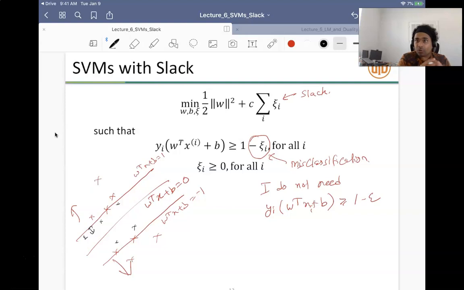But I don't want arbitrary epsilon. Epsilon is the misclassification, so I don't want an arbitrary amount of it. I want to penalize misclassification, and that's exactly what I'm doing here. By adding this term, the sum over i of epsilon i, I'm controlling that I don't want too much misclassification, though I'm okay with some. Now I have three sets of variables: w, b, and the epsilons. The epsilon also gets incorporated here.